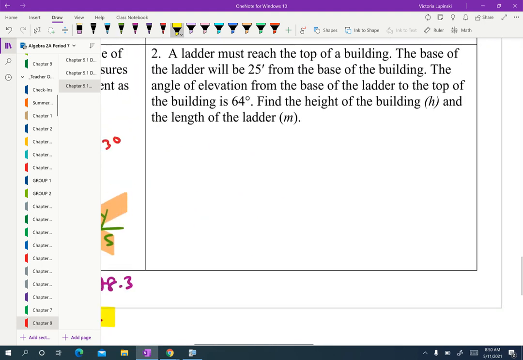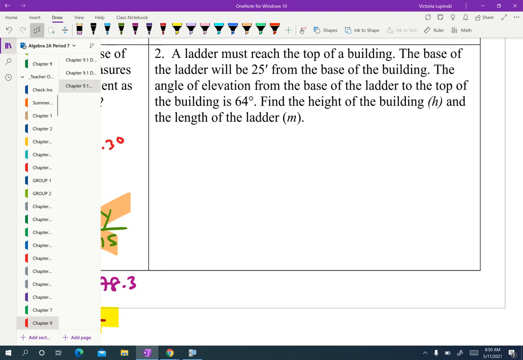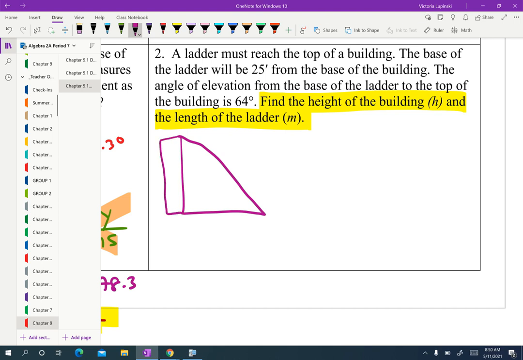Then for number 2 here, there is no picture, so you're going to have to go ahead and draw one. So a ladder has to reach the top of a building. The base of the ladder is 25 feet from the base of the building. The angle of elevation from the base of the ladder to the top is 64 degrees. Find the height of the building H and the length of the ladder M. So even though they don't give you a picture, they do give you some variables, which again, I strongly suggest you use. So here is my building. And then here is my ladder.